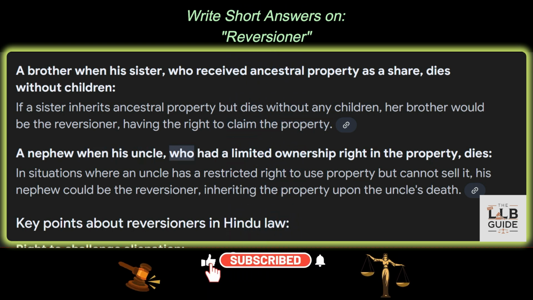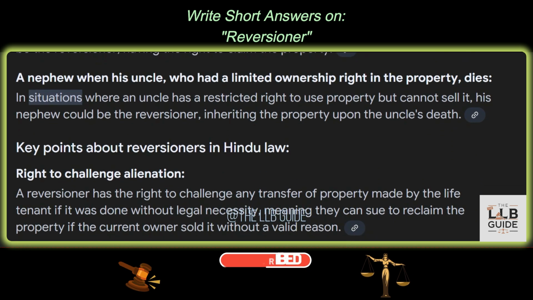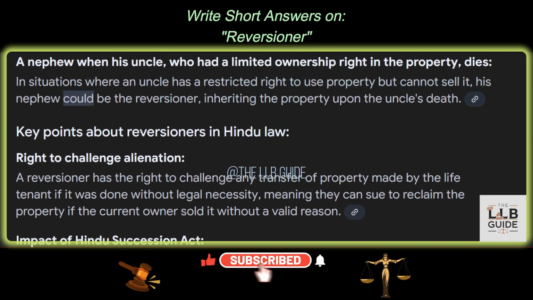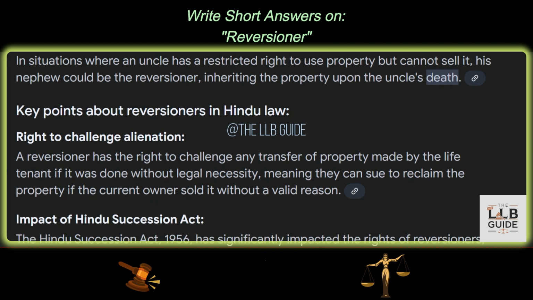And 3. A nephew when his uncle, who had a limited ownership right in the property, dies. In situations where an uncle has a restricted right to use property but cannot sell it, his nephew could be the reversioner, inheriting the property upon the uncle's death.